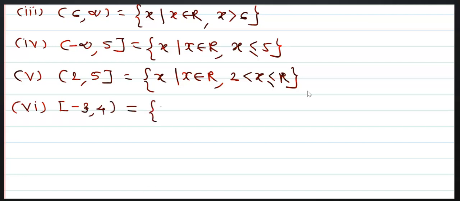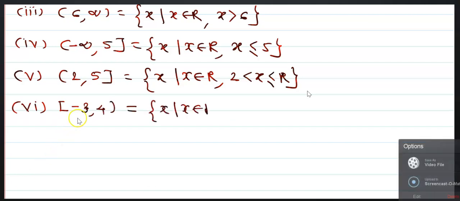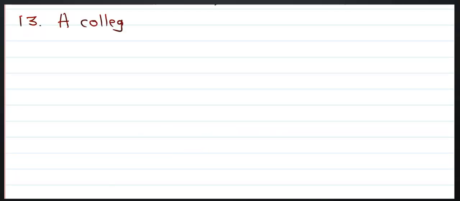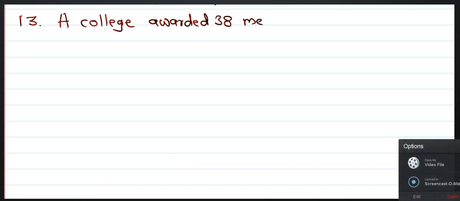Minus 3, 4, that is a closed interval at minus 3 and open interval at 4. Now here, x is such that x belongs to the set of real numbers, and x lies between minus 3 and 4. Let's see again here.